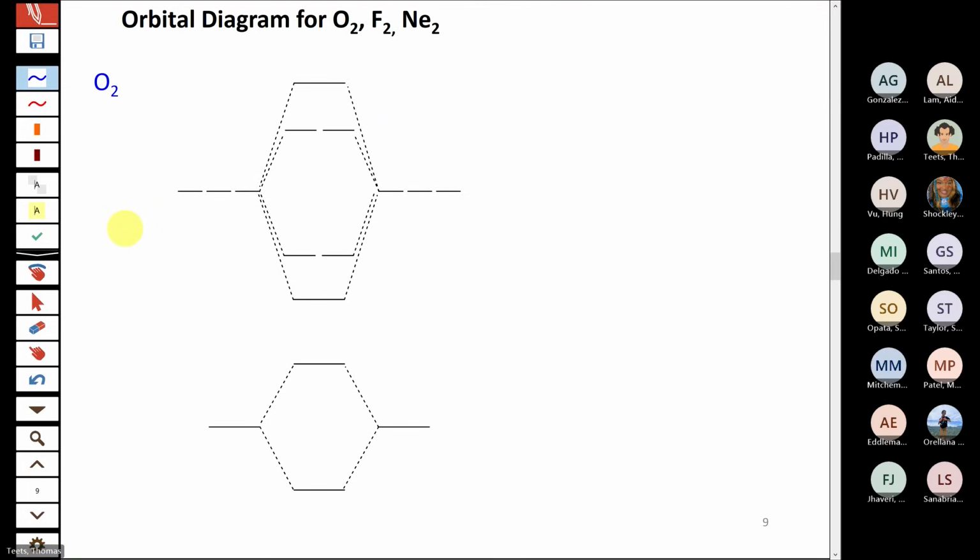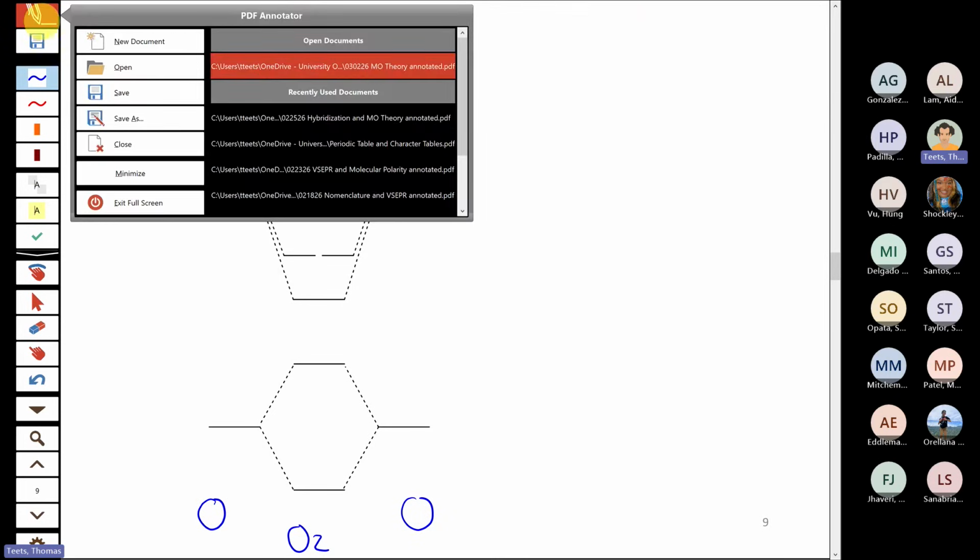Okay. So let's talk about the diagram first before we worry about putting the electrons in. On the outside of the diagram, we're going to have the two atoms that are combining to make the diatomic molecule. The center of the diagram is going to have the orbitals for that molecule that are formed. So when we have oxygen, if we look at the periodic table, let me get that open for a second.